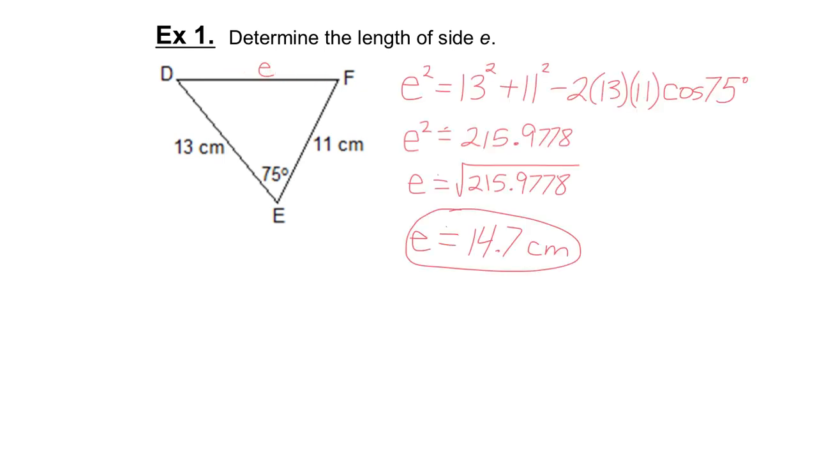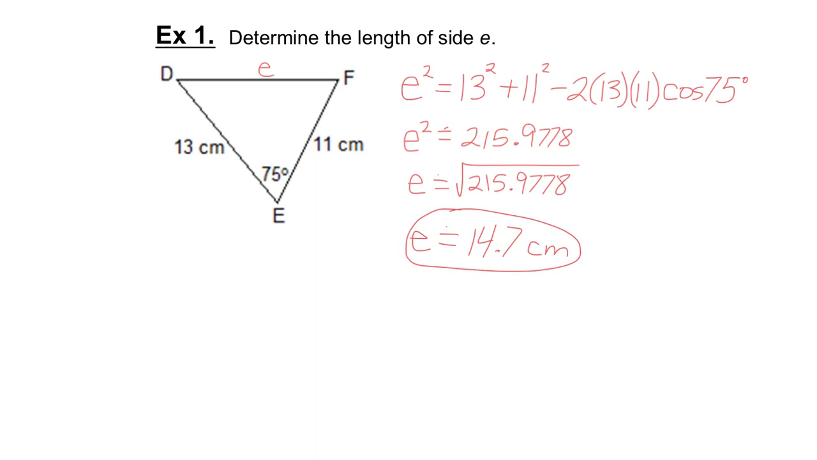E is the side you're trying to find, so it goes here. 13 and 11 are the other two sides, so they go where A and B go in the cosine law. The angle 75 degrees is across from the side you're trying to find, so it goes here. Put this in your calculator, you get 215.9778 approximately. Take the square root, and you get about 14.7 centimeters.